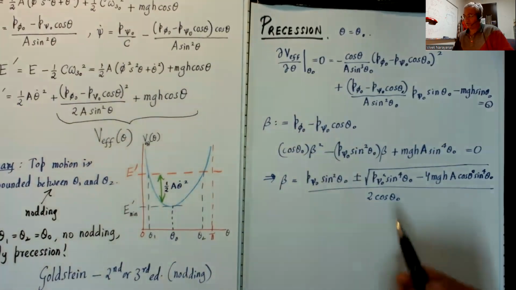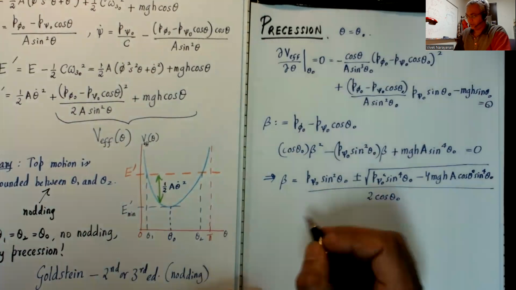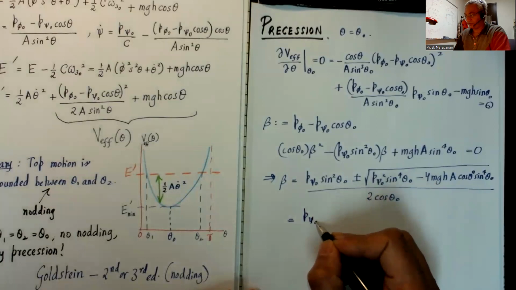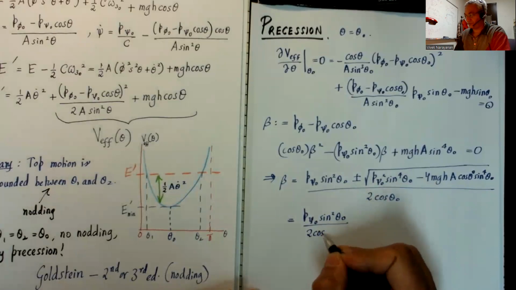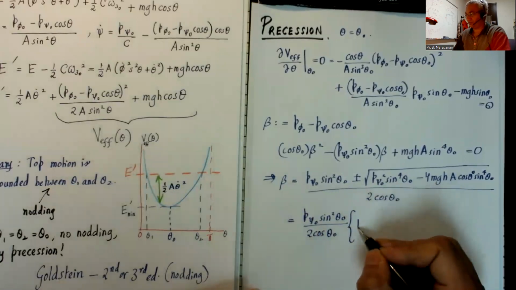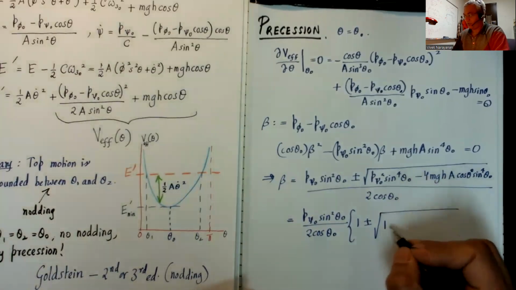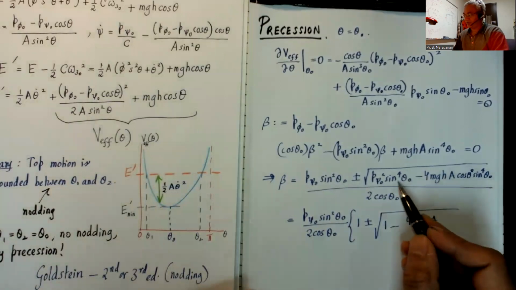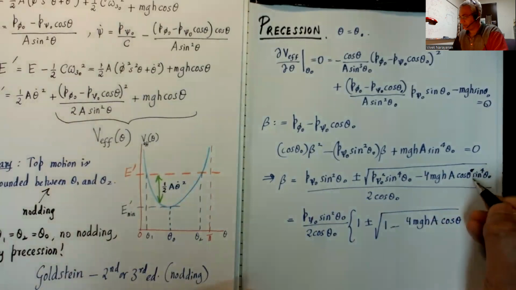Now what I'm going to do is take out a p psi naught sine squared theta from both of these terms. So let me do that. It makes it look maybe slightly nicer. When I do that, that becomes a 1, and then I have 4 mgh a. Now there's a sine 4 theta naught in both terms, so that gets rid of the sine 4 theta completely. I wrote the naught in the wrong place.